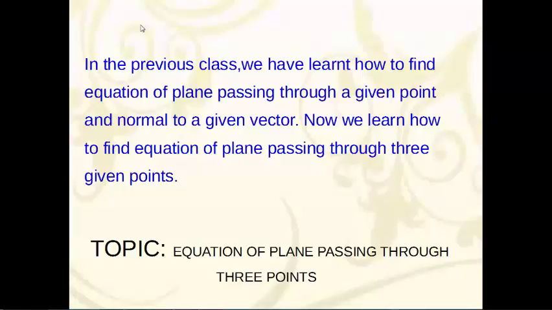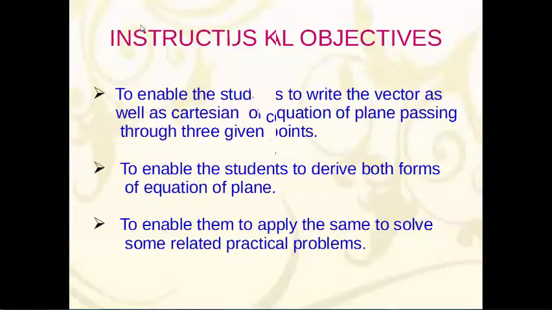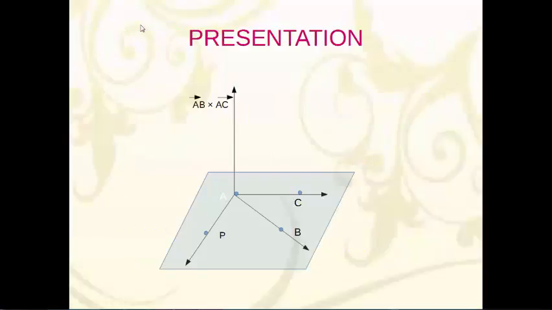There is not much difference between the two cases. In the first case, one point and the normal vector of the plane are given. Here, one point out of these 3 points can be taken as the given point, and you only have to find a normal vector to the plane, so that we can find the equation of the plane by using the previous method. Let us see the figure.